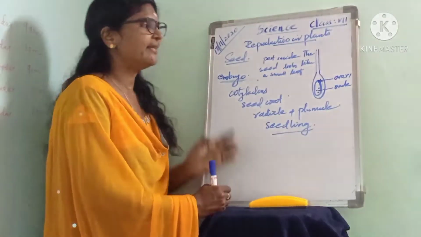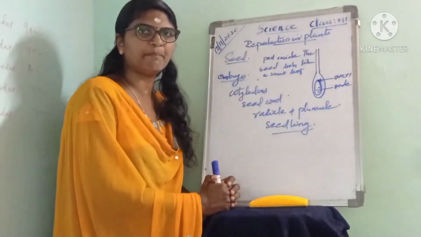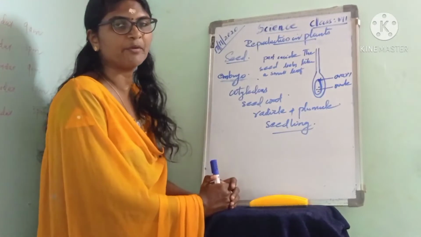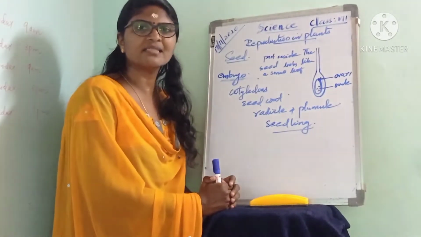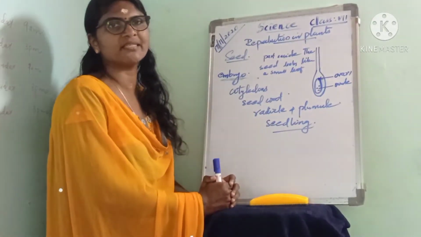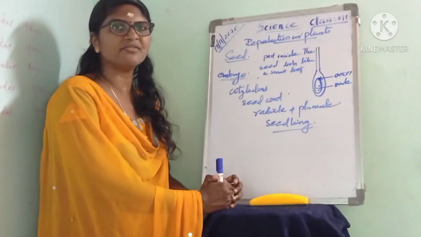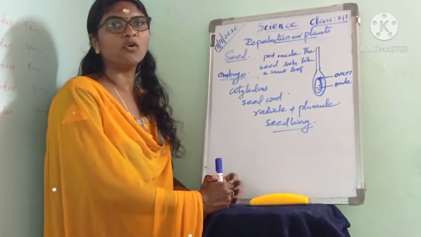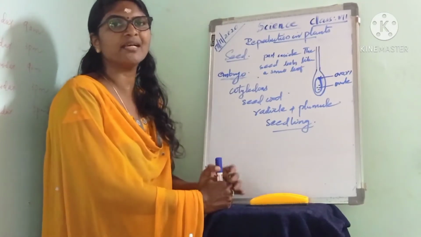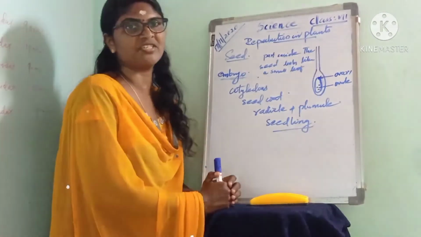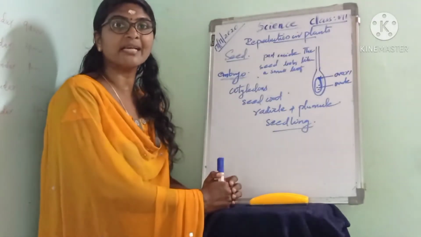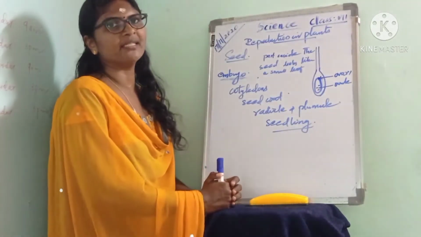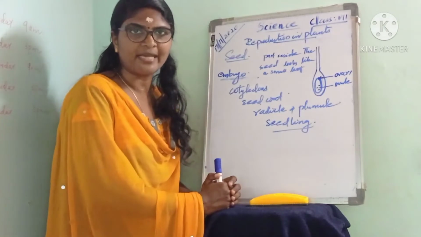Dear children, let us continue the lesson reproduction in plants. Last class we discussed fertilization. Do you know what fertilization is? The fusion of the male gamete with the egg or female gamete is called fertilization. And the fertilized egg is called the zygote.